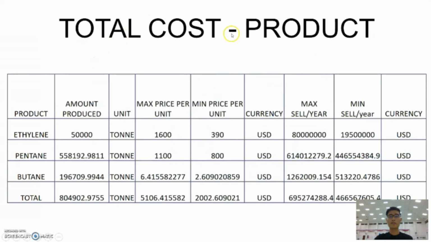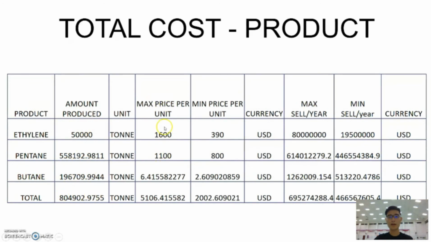Okay. For the total revenue from our products, our products are ethylene, pentane, and butane. Initially, we sold only ethylene, but our profit was a negative value. So we added pentane and butane so that we can manage to get back our revenue for our maximum cost. The ethylene amount produced is given as 50,000, and the amount produced of pentane is this amount. The amount of butane is this amount, so the total is this amount.